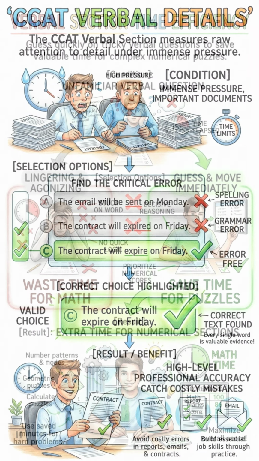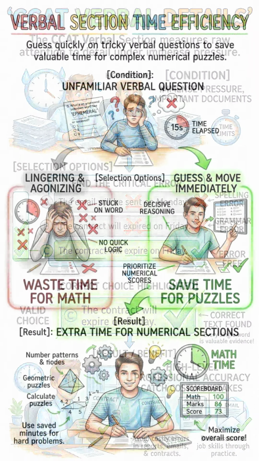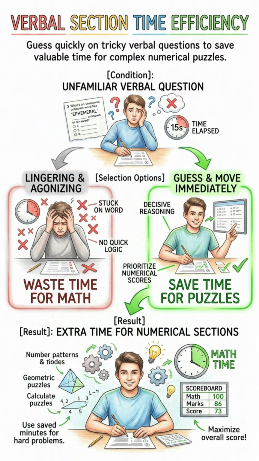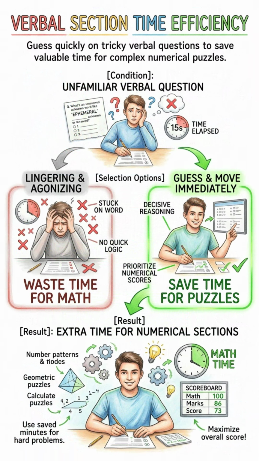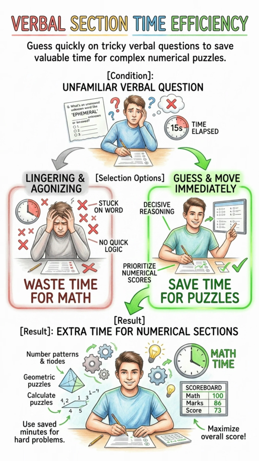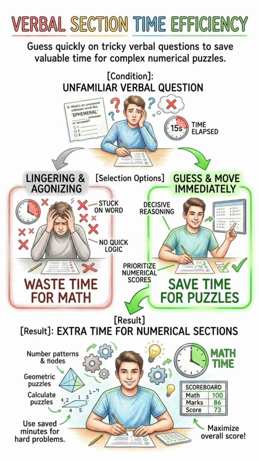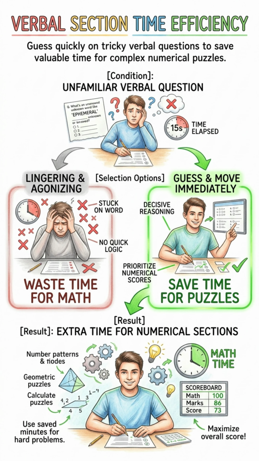Time management on the verbal section is very different from the other sections because there is no complicated math to work through. You generally either know the vocabulary word, can figure it out using the prefix trick, or you do not know it at all. If you have spent 15 seconds on a verbal question and still cannot see the logic, you must guess immediately and move forward. Agonizing over an unknown word is a terrible waste of time that you desperately need for the complex numerical puzzles. Be decisive, trust your quick reasoning, and keep moving.